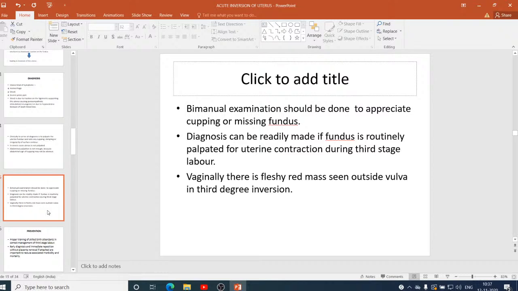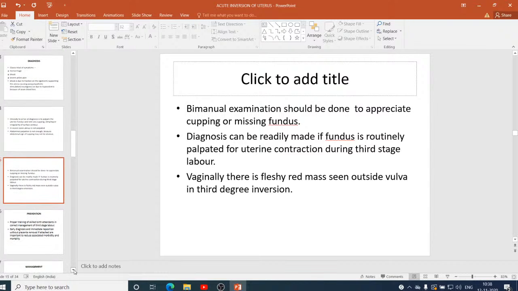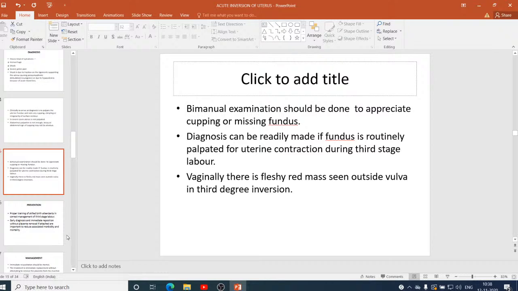Bimanual examination should be done to appreciate the cupping or the missing fundus. The diagnosis can be easily made in the third stage of labor, if you palpate the fundus of the uterus and see if the uterus is contracted or not, so that you can appreciate and feel the fundus of the uterus in such cases. And vaginally, if it is a complete inversion, then you can see a fleshy red mass outside the vulva in case of third degree inversion.